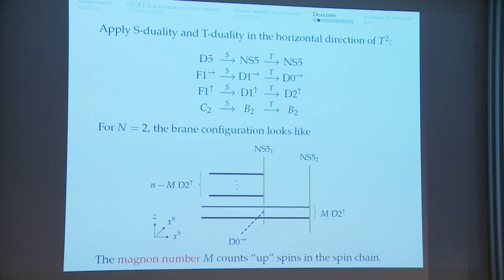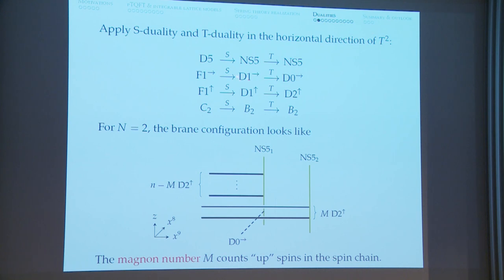So I start with D5 branes with fundamental strings ending, going in either the horizontal or vertical directions in the lattice, and then the Ramond-Ramond two-form field. Okay, now I apply S duality, which turns D5 branes into NS5 branes, F1's, fundamental strings, into D1 branes, and C2 into the B field. And then I apply T duality. NS5 remains as NS5, actually, because it wraps around the direction to which I apply T duality.